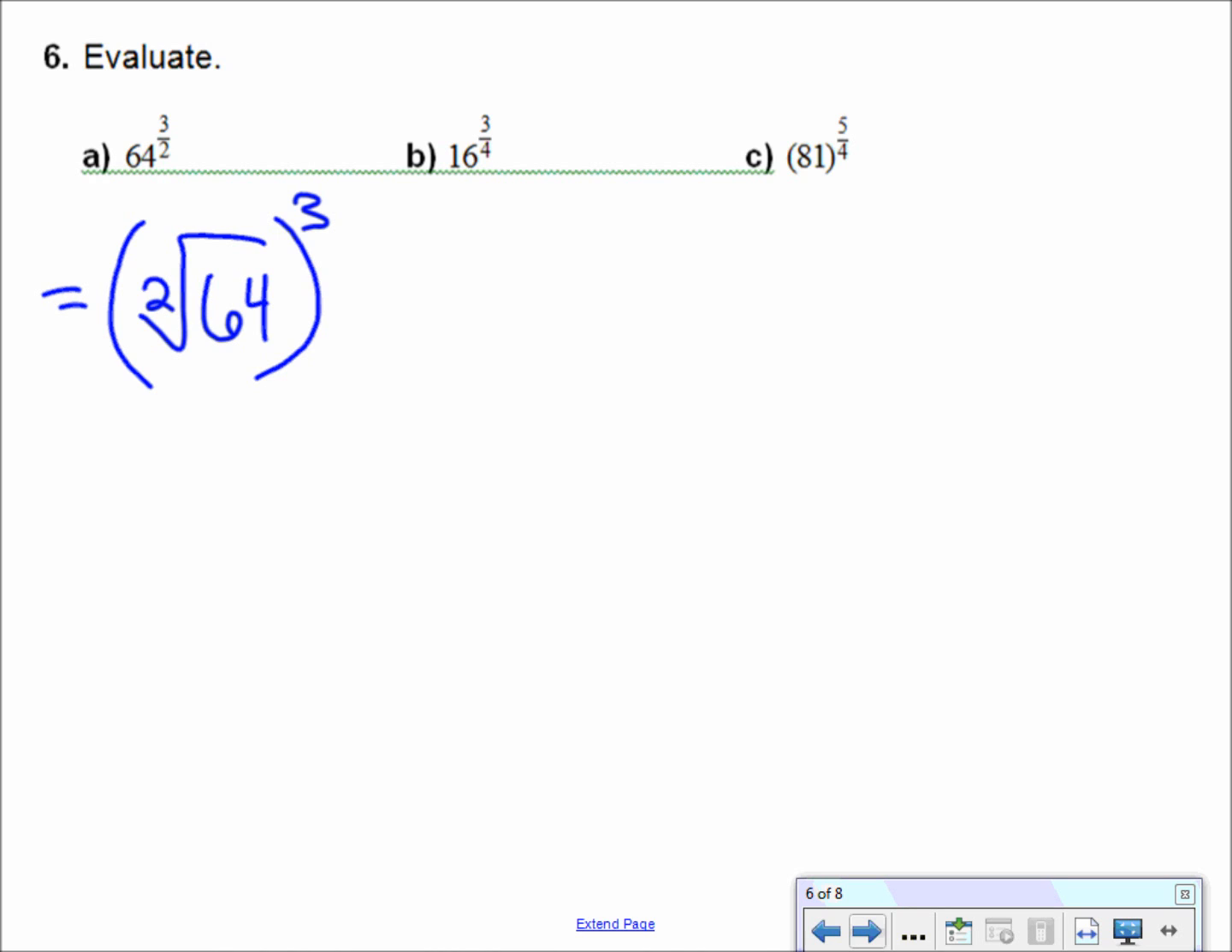It's not a big deal. Work from the inside and come out. So I'm going to take the square root of 64, which gives me 8. And now I have an exponent of 3. So 8 to the exponent of 3 gives me 512. And I'm done.